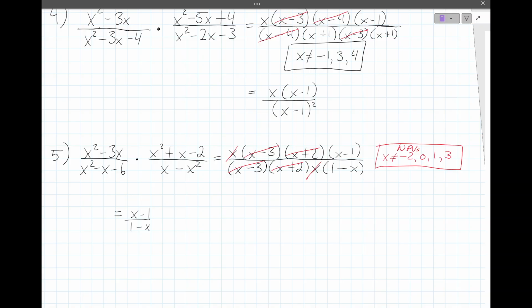And the restriction is the same, right? I can't have 1 on either of these. 1 will create 0 for both of these. So something tells me that there's something I can do.